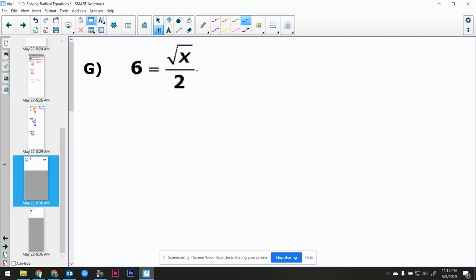A couple more slides here. Is the square root isolated? No. Get that 2 over to the other side by multiplying it over. So 2 times 6 is 12. I square both sides. 12 squared is 144.